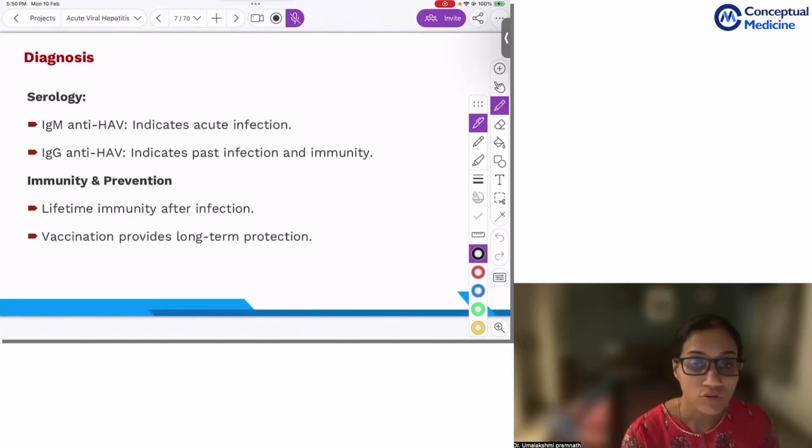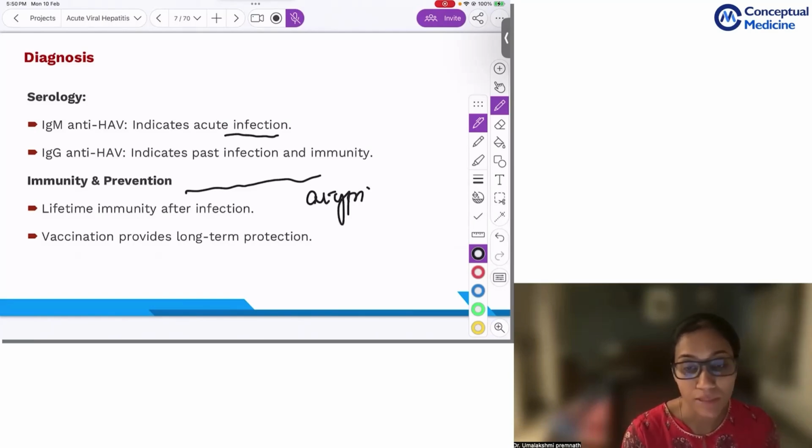So how is the diagnosis? Diagnosis is mainly by serology. Okay, and HEV virus can also be seen in the stool as well as in the serum samples. In fact, even if you do a liver biopsy, it can be evident there. So IgM anti-HEV indicates an acute infection, which is the easiest way. IgG indicates a past infection. Lifelong immunity after infection happens, but sometimes you can have some atypical presentations of hepatitis.